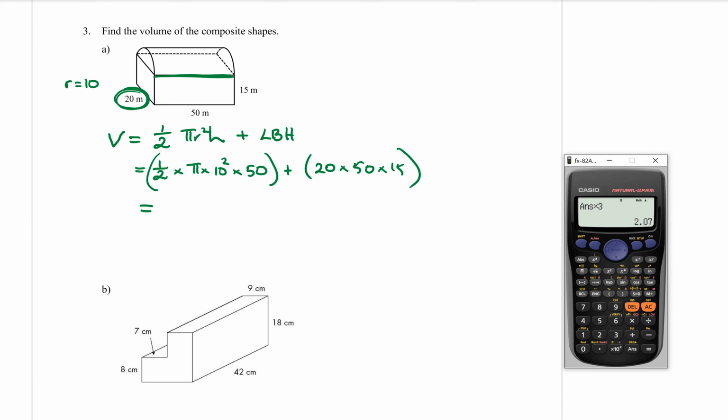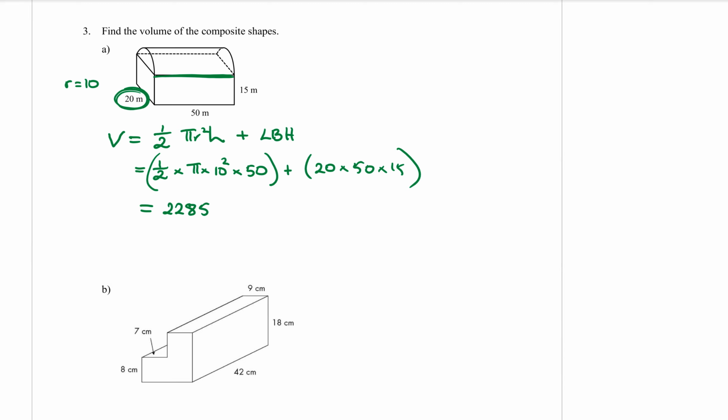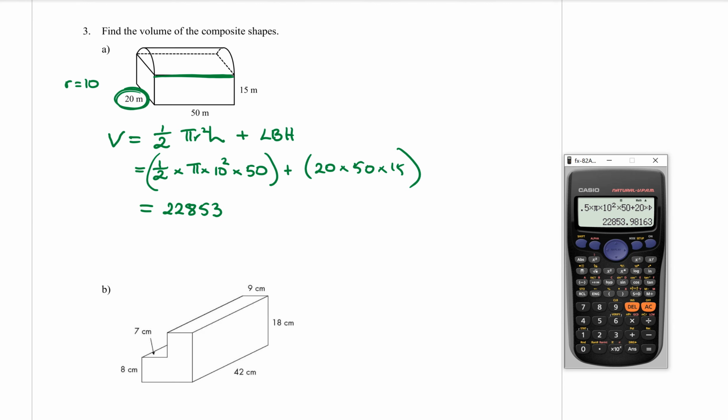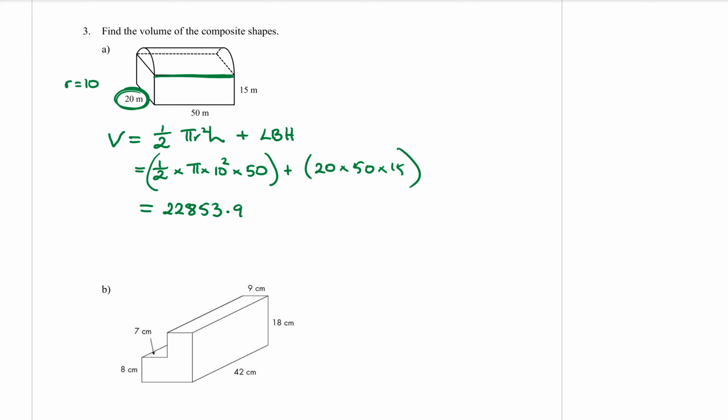And type it all in. Half times pi times 10 squared times 50 plus 20 times 50 times 15. 22853.98, and that is in meters cubed. I'm not asked to change these ones into capacity, so that's the end for this question.